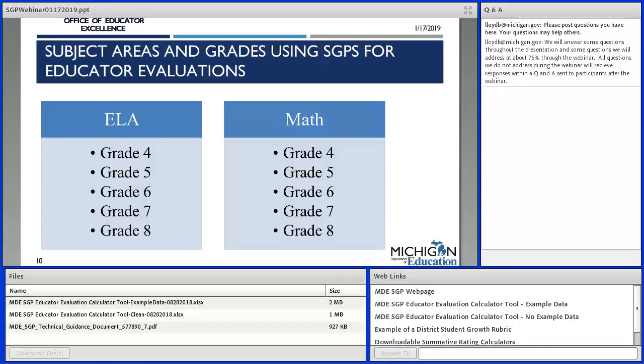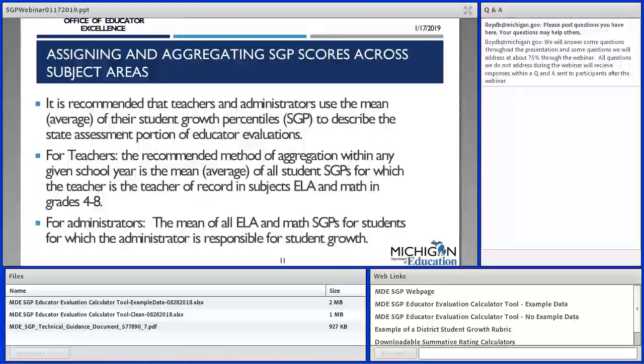Following the guidance of our technical advisory committee and best practice in research literature, as well as what 100% of other states who are using SGPs for educator evaluation do, we recommend that for teacher evaluation, grades 4 through 8 in ELA and math are the recommended test grades and subjects. So knowing that the individual attribution recommendation for SGPs is grades 4 through 8 in ELA and math, the legislation also does require that 3 years of state assessment data be aggregated. And districts do have choices for how state assessment student growth is assigned to teachers and administrators.